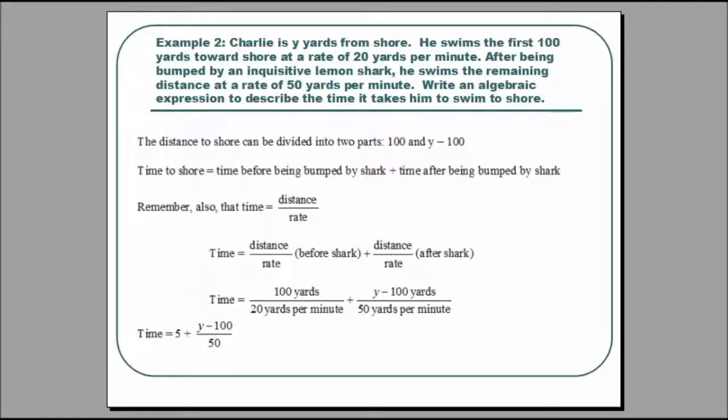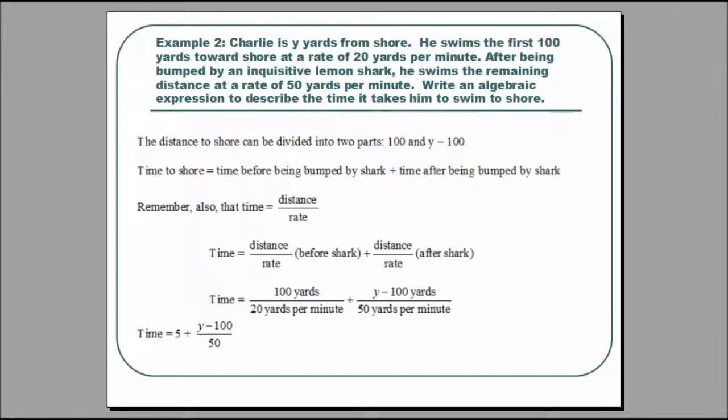The distance to shore can be divided into 2 parts, 100 and y minus 100. Remember, the 100 is the first part of his swim, and then the total amount minus 100 is the second part of his swim. So the time to shore is the time before being bumped by the shark, plus the time he swam after being bumped by the shark.